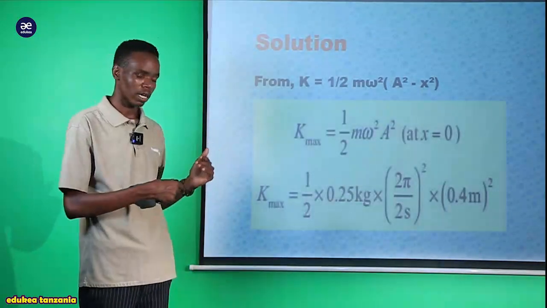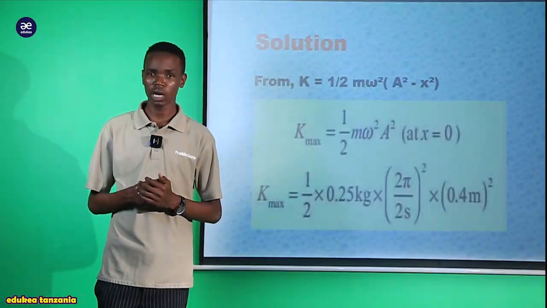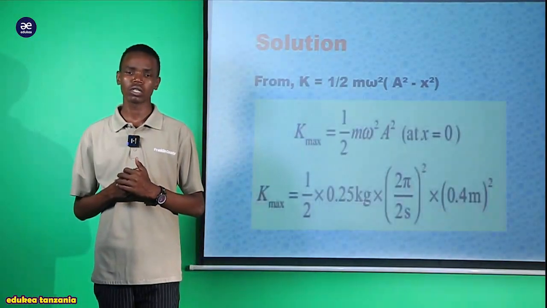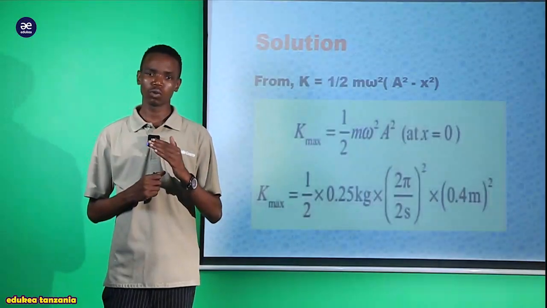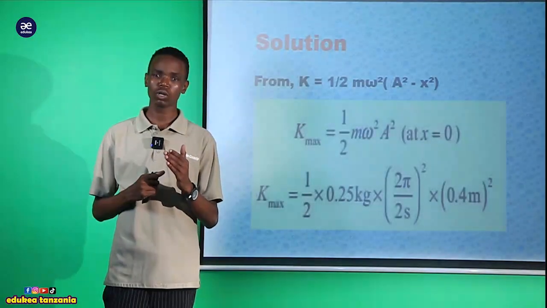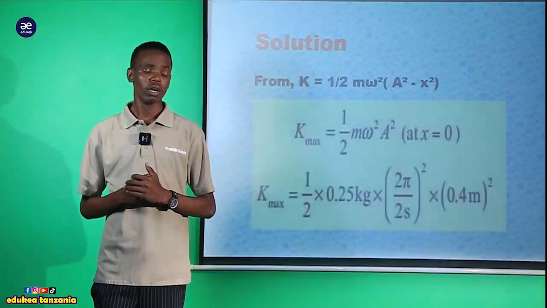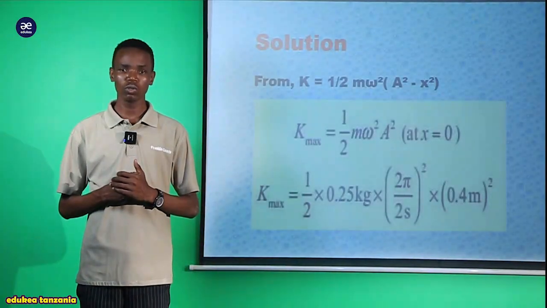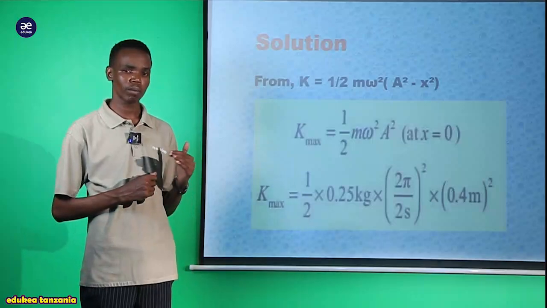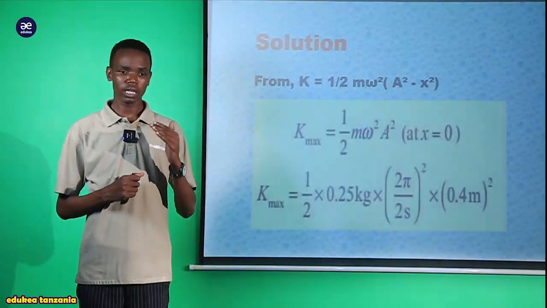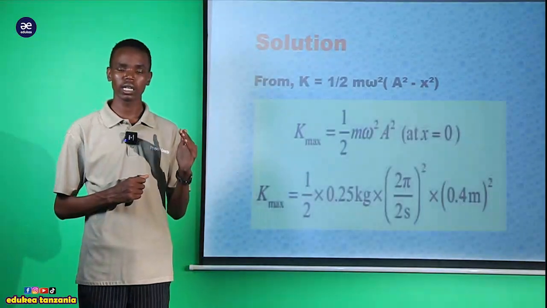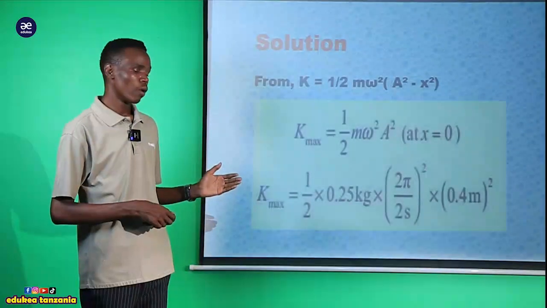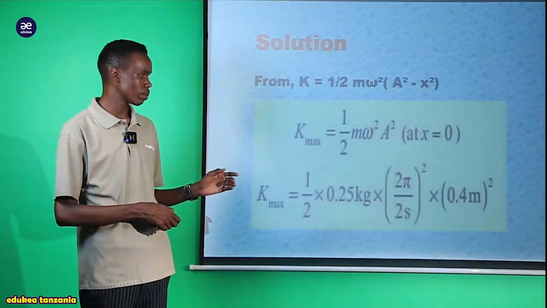After that, what follows is to calculate. So how can we calculate this? You are supposed to use the mathematical calculator. I know that you have one, my dear student, because it is not something new to you. There are two methods that we can use to find the value of the maximum kinetic energy. The first one is the direct method, where we take those values and place them into the calculator.